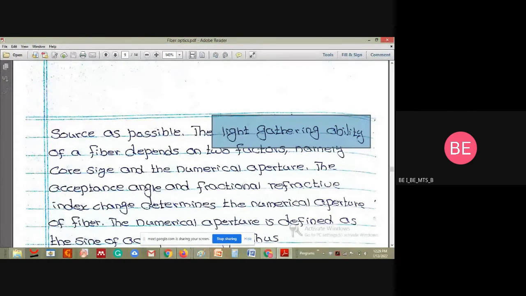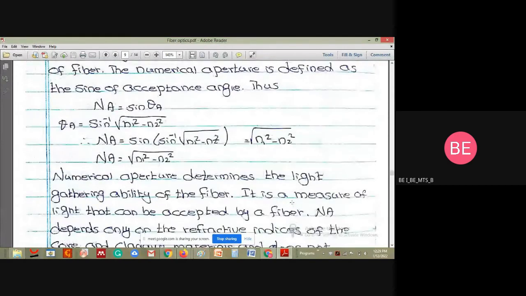So numerical aperture is defined as sine of acceptance angle. If you know the value of acceptance angle, you can find the numerical aperture by taking sine of that value. So there are two definitions for numerical aperture. The first is that numerical aperture is the light gathering capacity of the fiber, and it can also be defined as sine of acceptance angle.